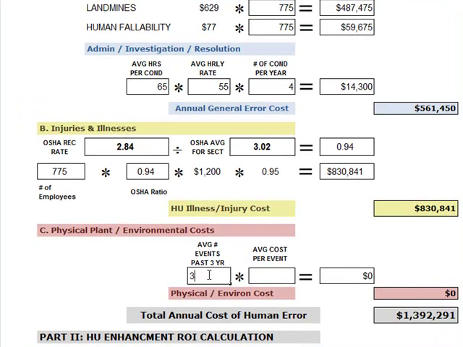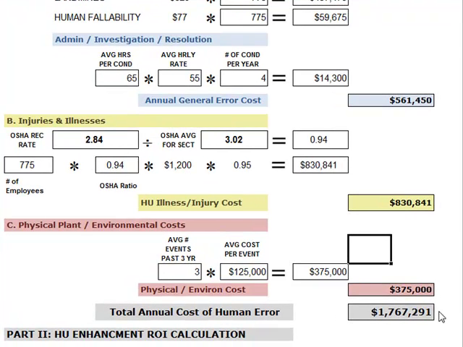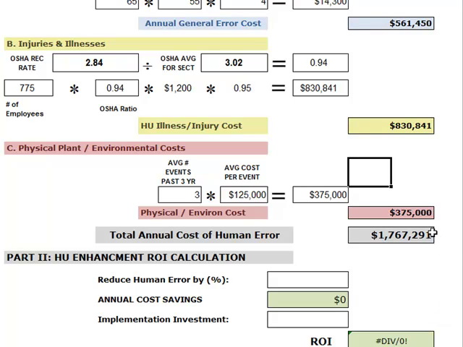And for this example, we're going to put in the number 3. Now, these events are usually pretty expensive. So we're going to use a number of $125,000 average cost per event here, and that will calculate the total for you there. So now, between section Alpha, Bravo, and Charlie of Part 1, what we have is a figure showing you the total annual cost of human error for your organization right now, today. This is what human error is costing you. Oftentimes, this number is far bigger than people had ever imagined.